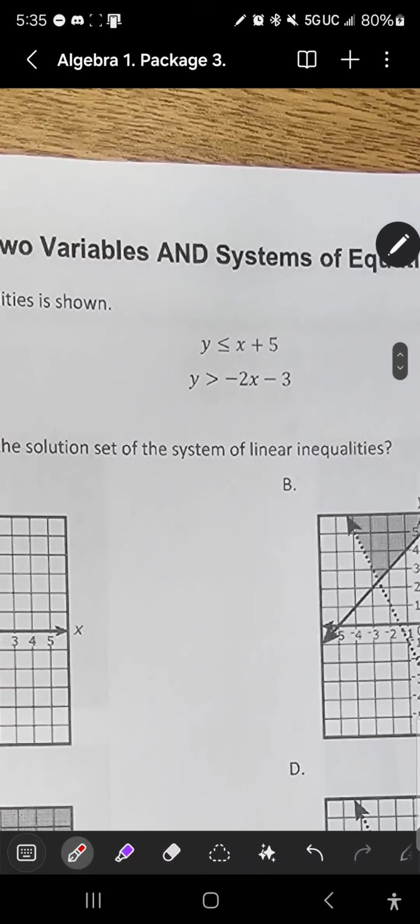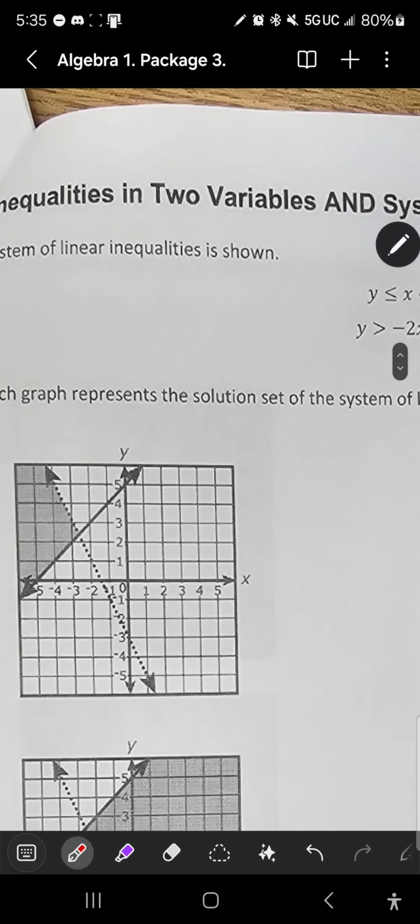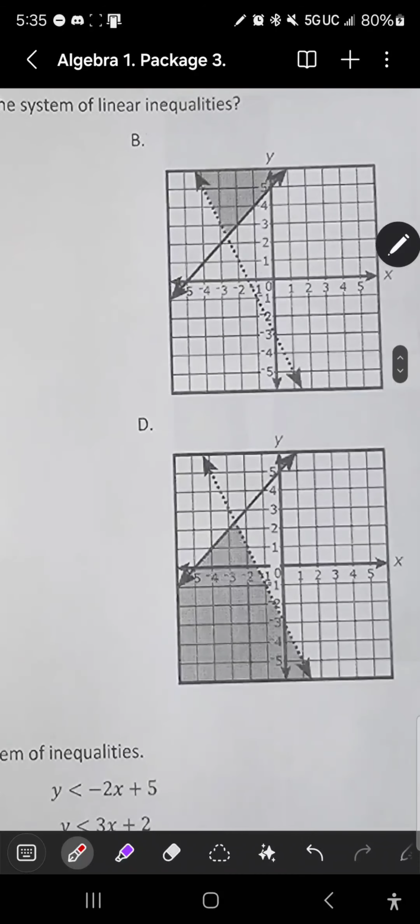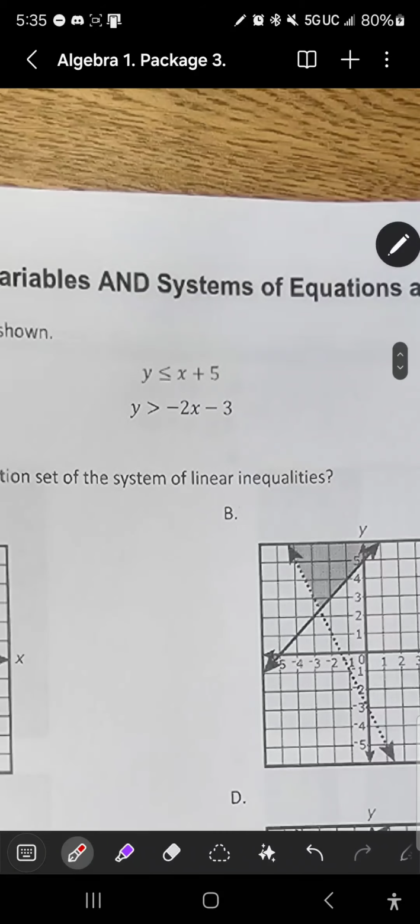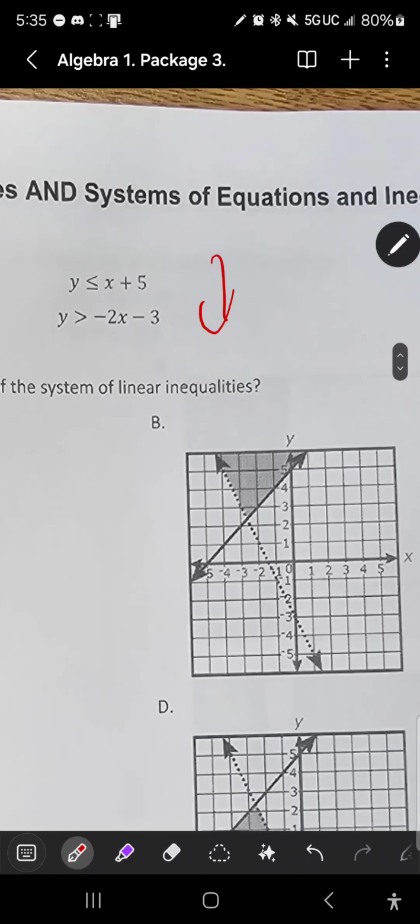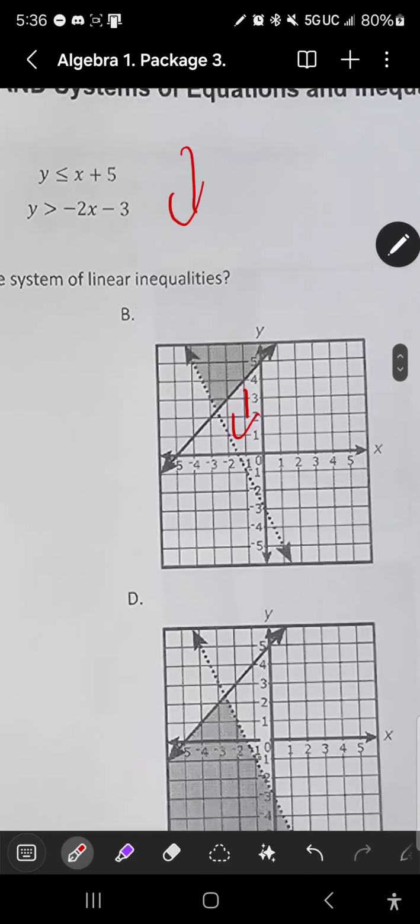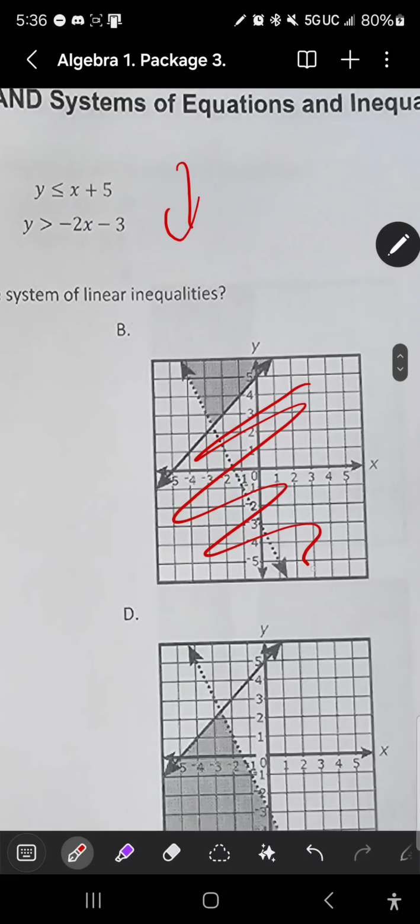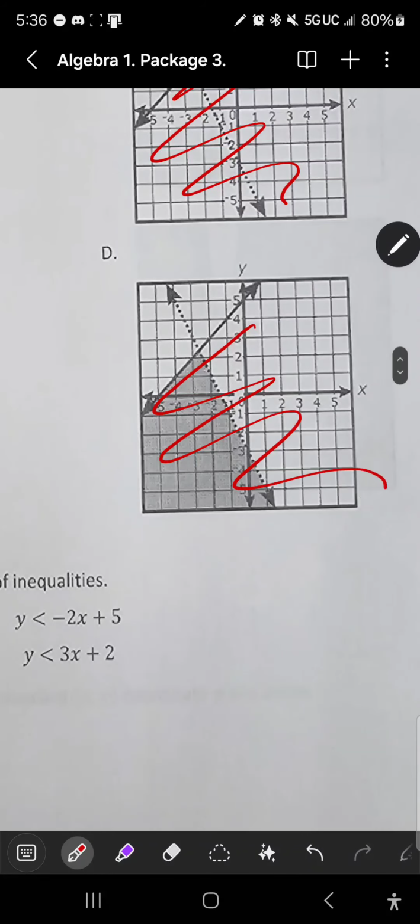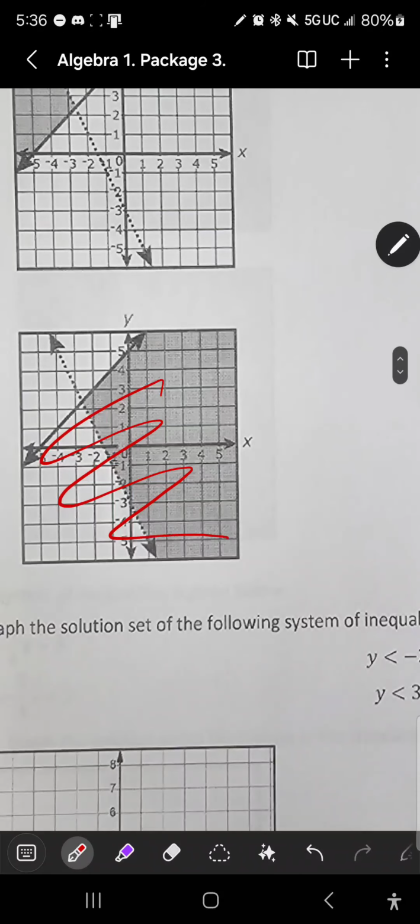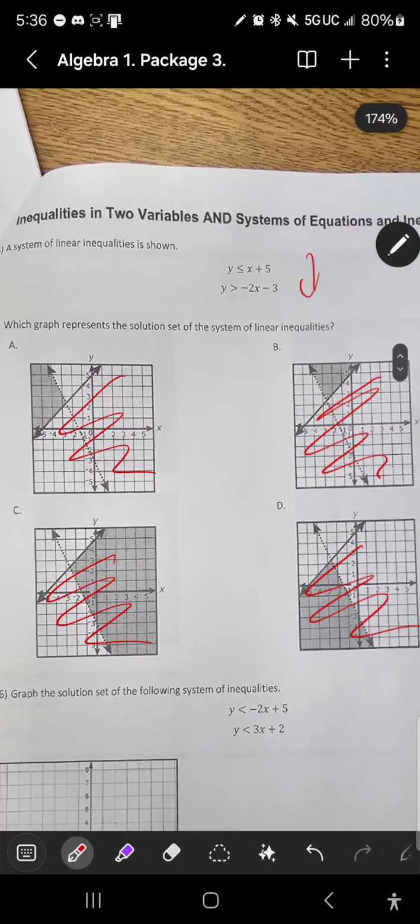Okay, so this is basically the same as we just did. In this case, we're looking at the slope of 1 and y-intercept of 5. So slope 1, y-intercept of 5, we're good with that. And the sign is less than or equal, so it's going down the line, down the line, down the line, and down the line. Because these two are not down the line, we can get rid of A and B.